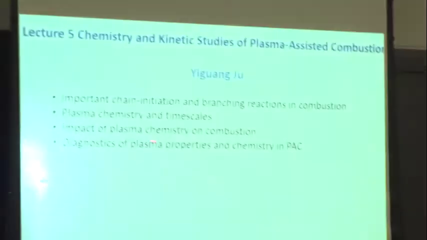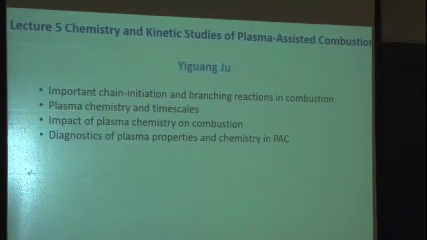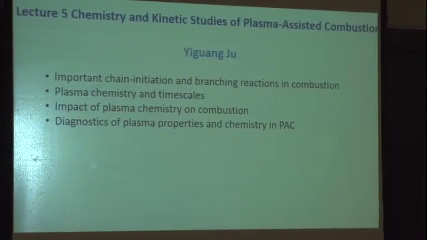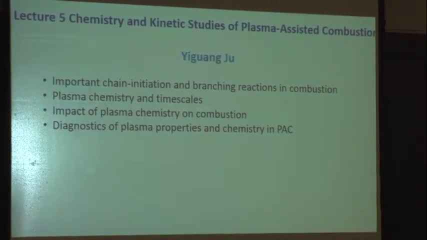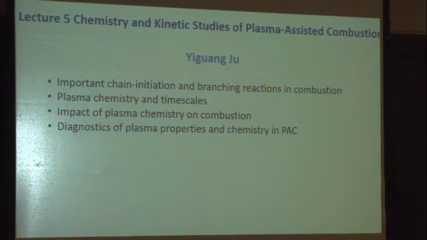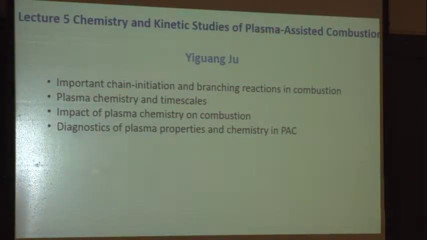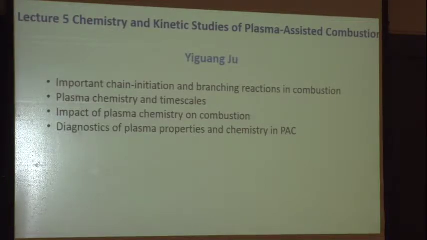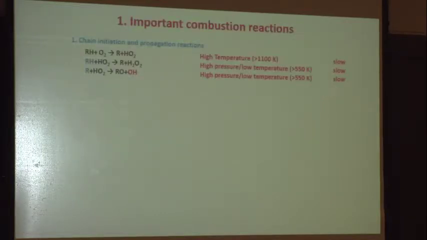And then what is the impact of plasma chemistry on combustion? We talked a little bit in the previous class. We said that at high temperature, the effect is mostly thermal. At intermediate temperature, plasma could help to produce radicals. And at low temperature, it is even more helpful to produce radicals. But through what reactions? That is the question, right? And the diagnostics of plasma properties, we probably will not talk about today, hopefully tomorrow.